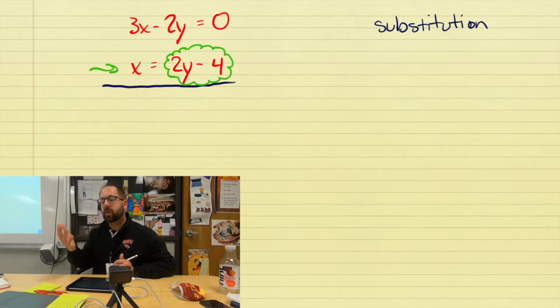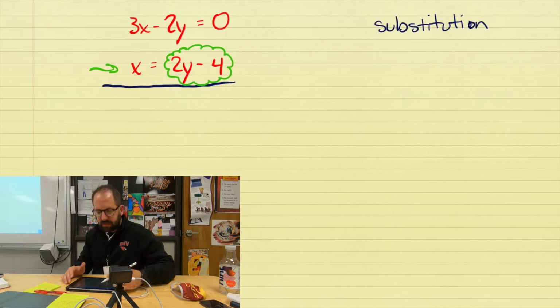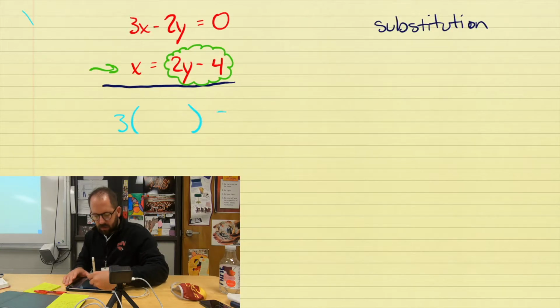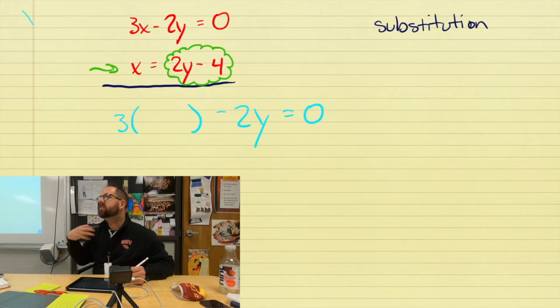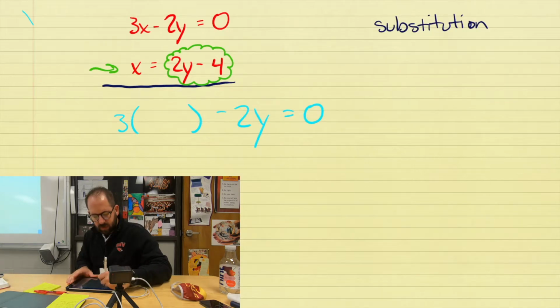So I want to show you this idea of substituting. I'm going to take the x out of the top equation. This is the top equation. I'm going to take the x off of it and replace what x is equal to. So in the second equation, what was x supposed to be replaced by? 2y minus 4. That's substituting.